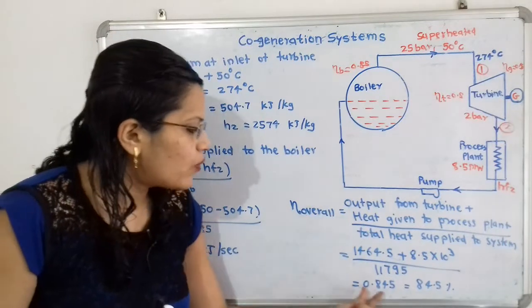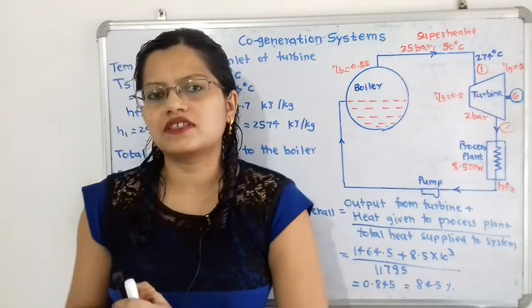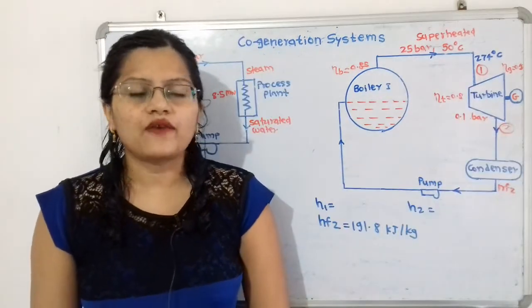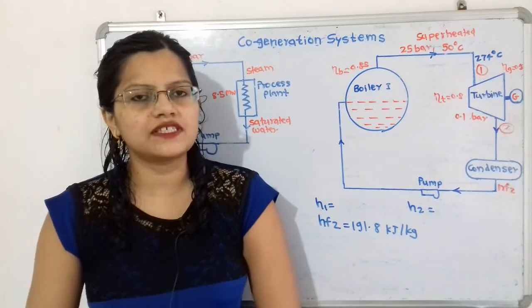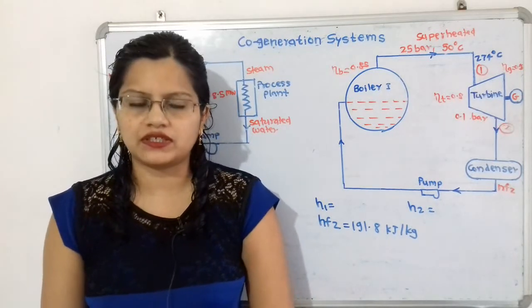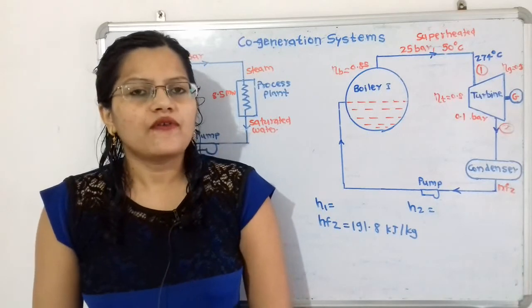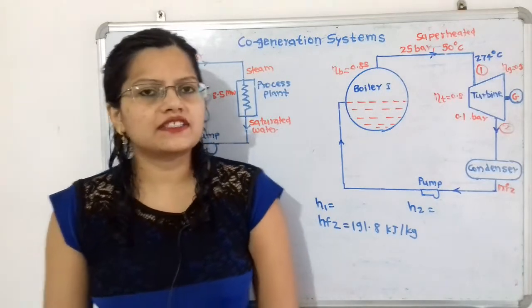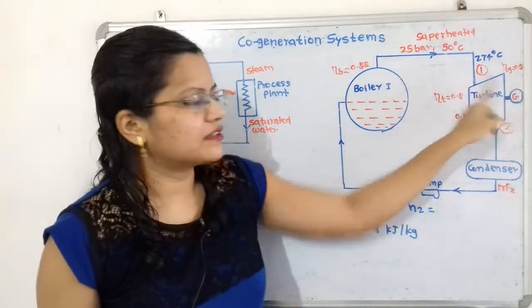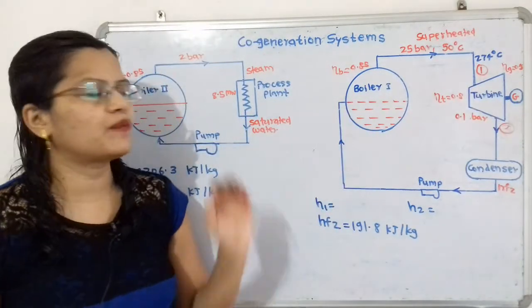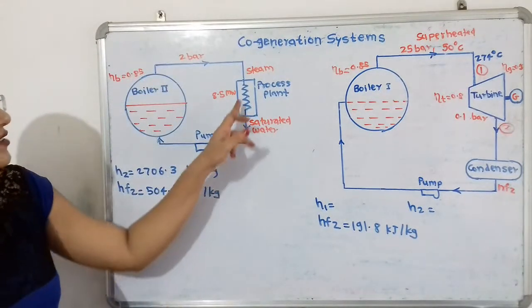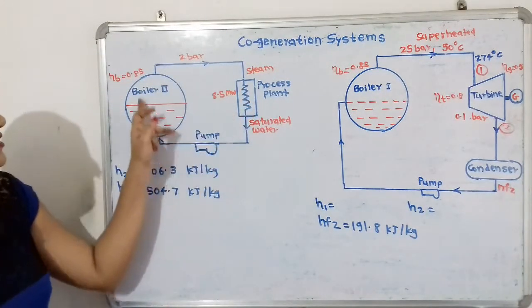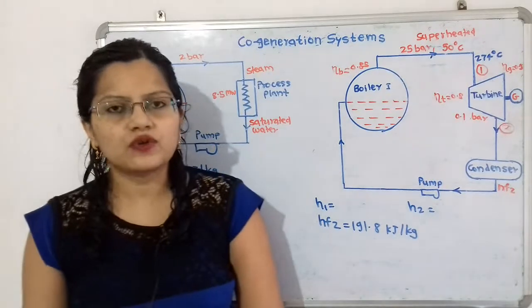So this is the overall efficiency of the cogeneration system. Now we will calculate the overall efficiency for this system without cogeneration. That means the first form of energy, that is in the form of electrical energy, steam is supplied from boiler 1, and the second form of energy, that is the heat energy for the process plant, the steam is supplied from boiler 2.